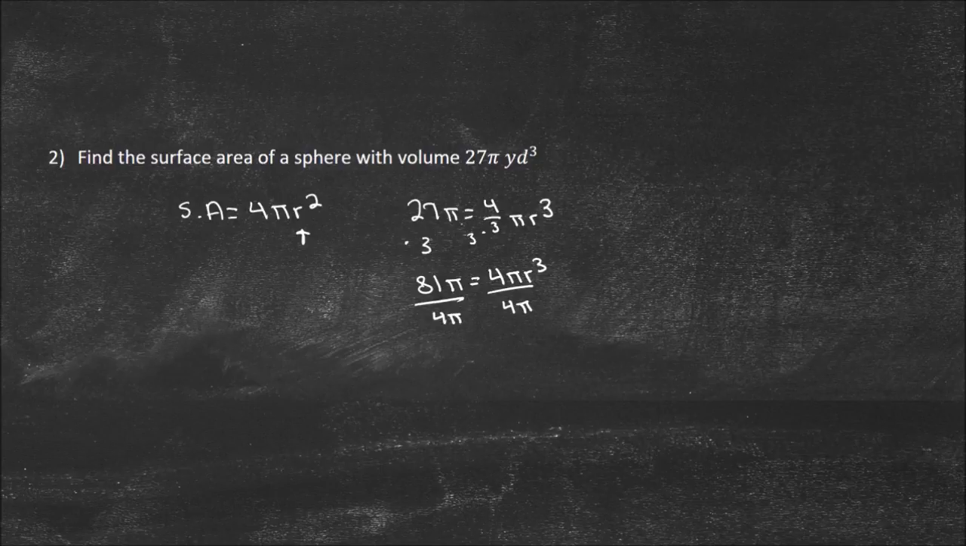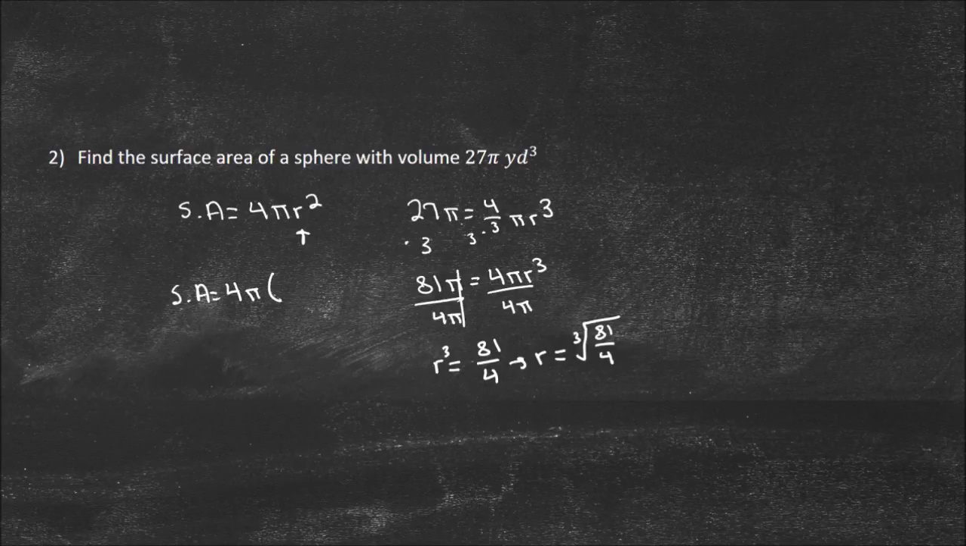This one might be an ugly answer. The pi's will cancel, obviously, and then we get 81 divided by 4. So r cubed equals 81 divided by 4. We'll just roll with it, even though it's not going to be a clean answer. So r is the cube root of 81 divided by 4. That can be our answer for now. So that is the radius, and now we plug that into our other equation for surface area. So surface area equals 4 pi times the cube root of 81 divided by 4, squared.